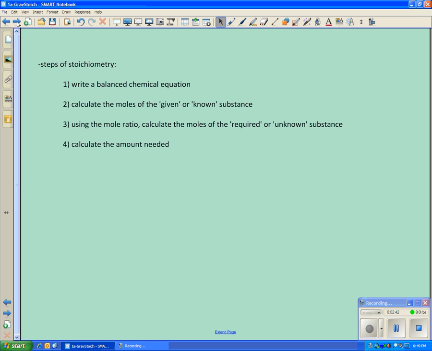The third step is to use the mole ratio to calculate the moles of the required or unknown substance. The mole ratio is going to come from the balanced equation that you did in step 1. Whatever you're looking for, whatever the question is asking you to solve, is your required or unknown substance. The last step is to calculate the amount that you need. So that might be a mass, or might be a volume of a gas. We'll see all kinds of different examples where you need to calculate different things.